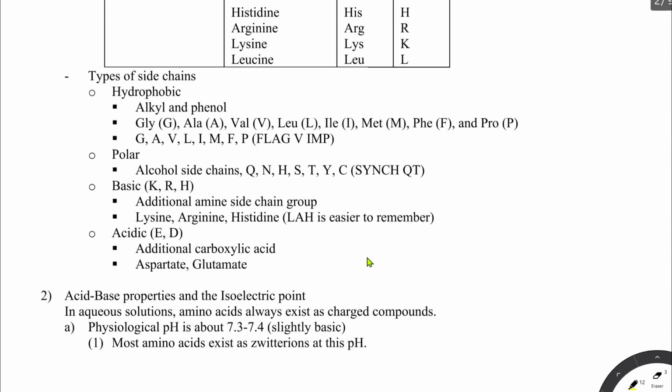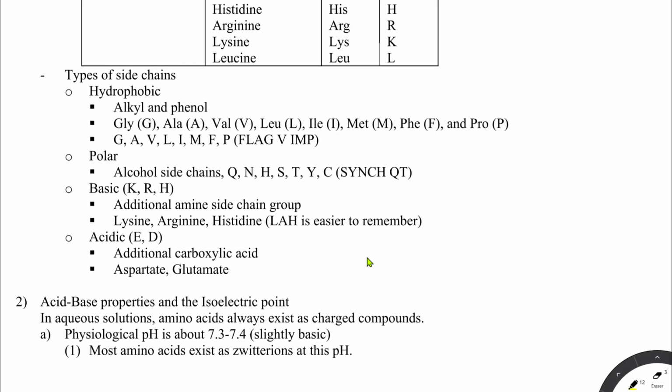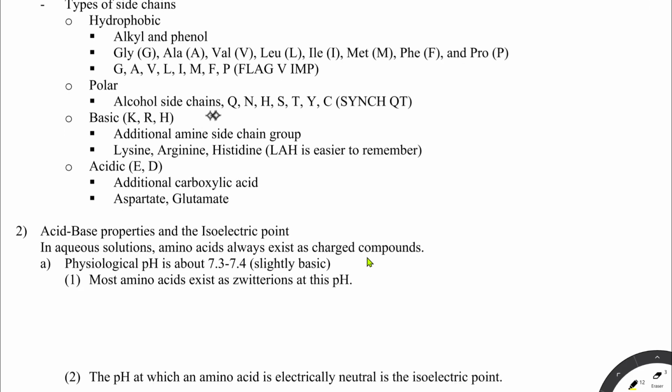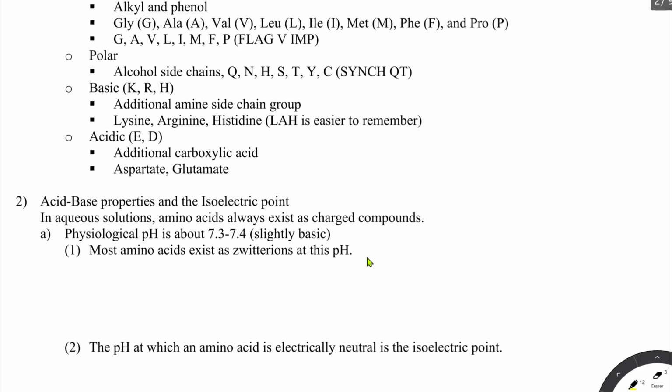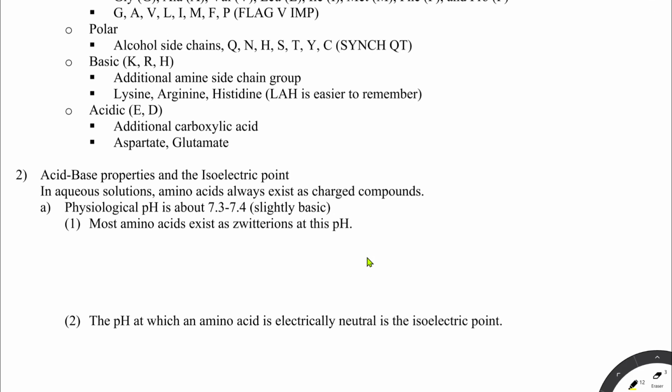The hydrophobics: should you have to memorize these? I just threw them into one of those Scrabble calculators some time ago and figured out what I could spell with these letters. For the hydrophobic ones, I just came up with FLAG V IMP. I don't know if that makes any sense. And then the polar ones with alcohol side chains or polar functional groups in them is CINCH QT, and then LAH is actually an easy abbreviation for a lot of organic chemists because it's lithium aluminum hydride. Those are the basic ones, and the acidic ones are ED.